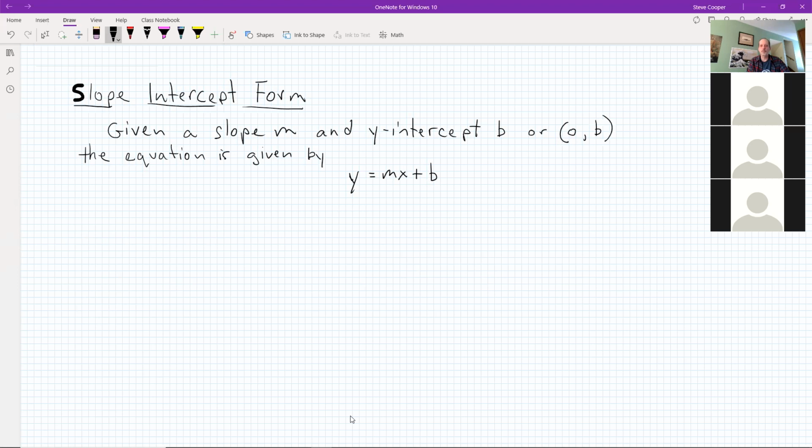Okay, so note that the slope is the coefficient of x, and the y-intercept is the constant when I've solved for y. So all we have to do to find this is to solve for y. So let's look at an example. So let's say we have the equation 3x plus y minus 5 equals 0.